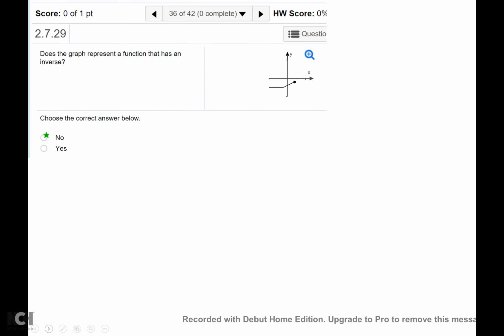Does the graph represent a function that has an inverse? If it passes the vertical and the horizontal line test. It passes vertical, it does not pass horizontal because this horizontal line that I draw hits a whole bunch of points. So no, this does not have an inverse. I mean, it has an inverse, but it's not a function.